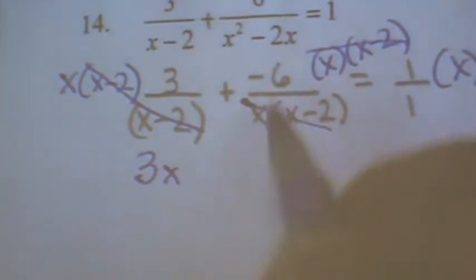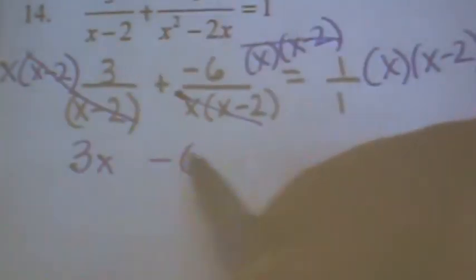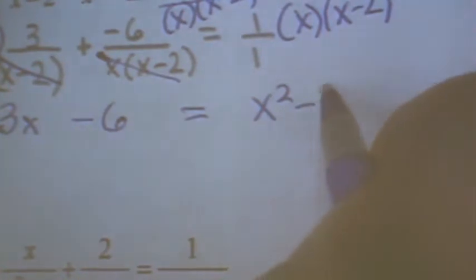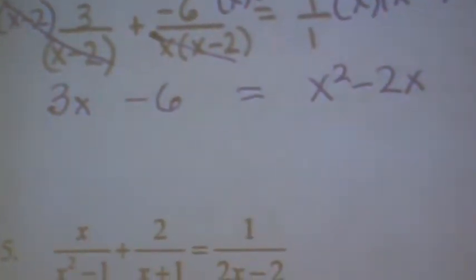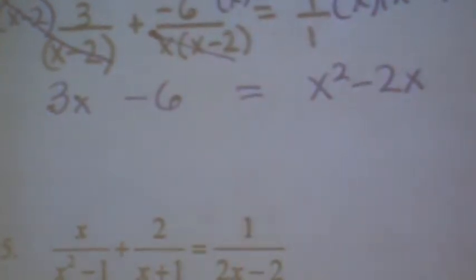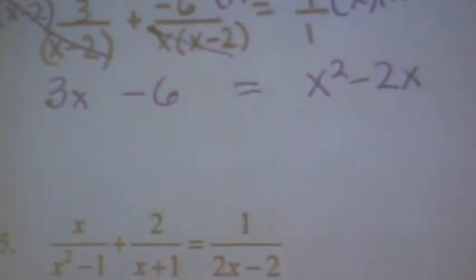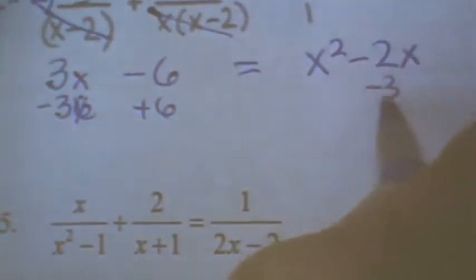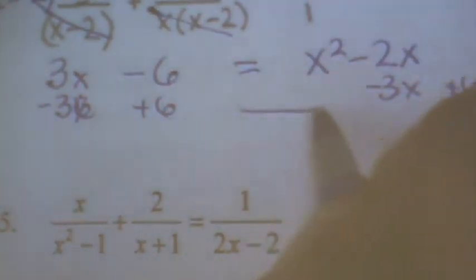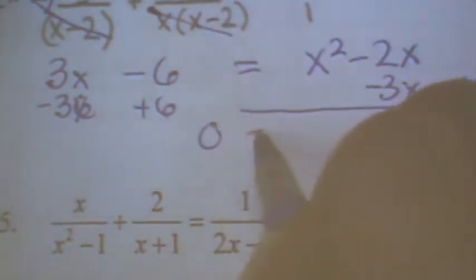What do you have right here? Minus 6. And what's this? X squared minus 2x. Now what? I want to zero one side. I'm going to zero this side out, so I need to subtract 3x and add 6. So what does the right side become?